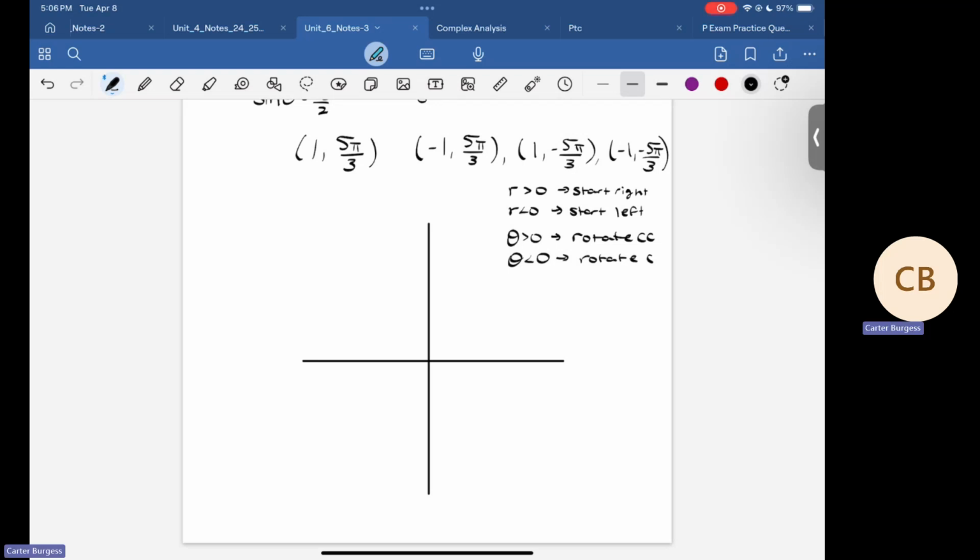So in the case of 1 and 5 pi over 3, we are going to go over to 1, start to the right, and then in this case we are rotating by 5 pi over 3. That's a quadrant 4 angle, and generally the way we get to quadrant 4 is we pass through 1, 2, 3, and end in quadrant 4. This point right here, about, is going to be, call this A, our point A.